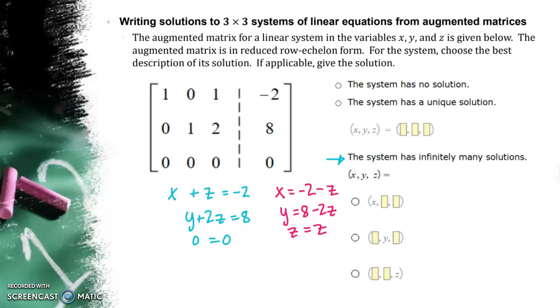So for these problems we have to think, can I put all of my variables in terms of another variable? In the problem a few times ago, we could put things in terms of y. But with this one, we can put things in terms of z. So we use this form where x is -2 minus z, y is 8 minus 2z, and z is just going to be equal to z. Okay, so there's another example of infinitely many solutions.